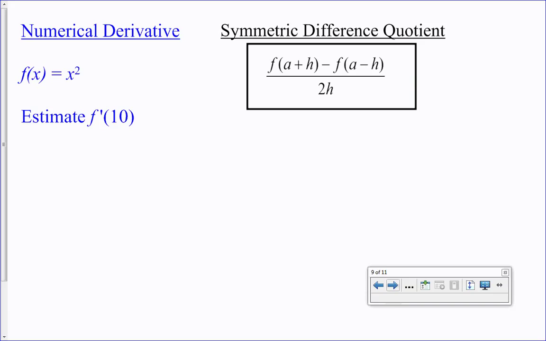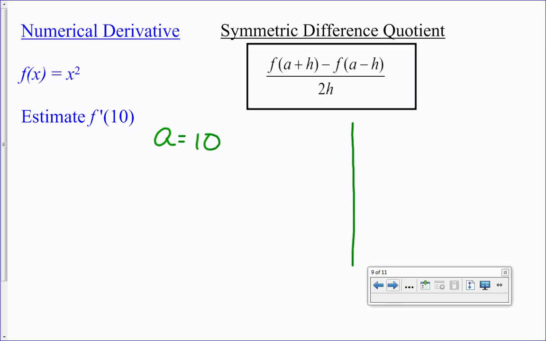All right? But what does that mean? Let's say we have an A value of 10. Let's say A equals 10. What I'm going to do here is pick some number H, add it to 10 and subtract it from 10, and put it all over 2H. Why would I do that?